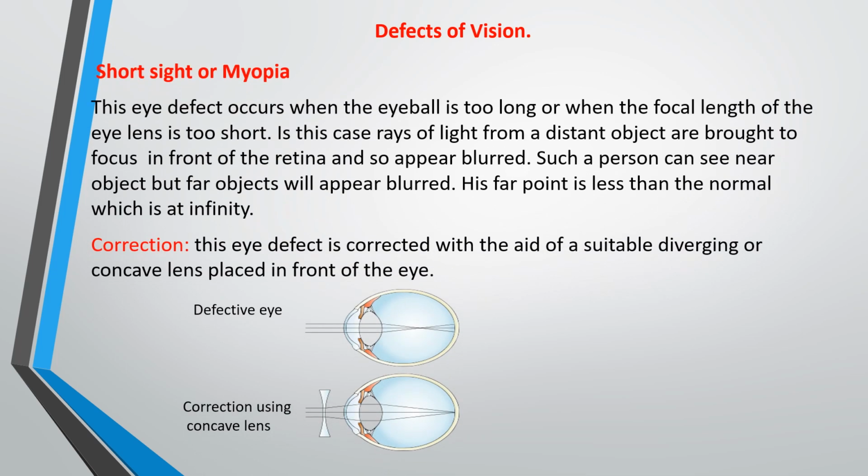Still on defects of vision, we are looking at short-sightedness. Short-sightedness is also known as myopia. This defect occurs when the eyeball is too long. Remember, for long sight, the eyeball is short. But in this particular one, the eyeball is long and the focal length is short.